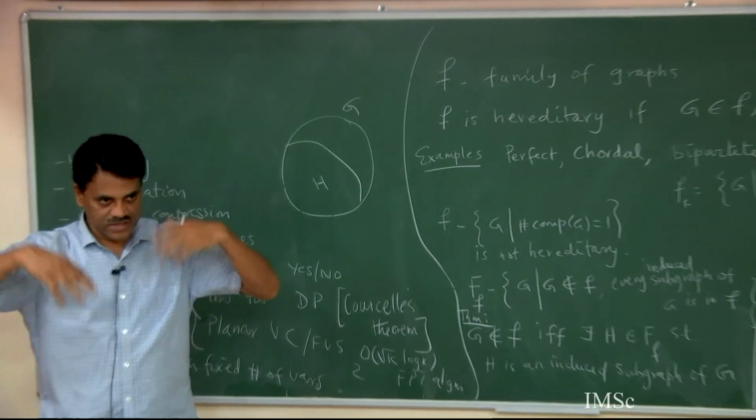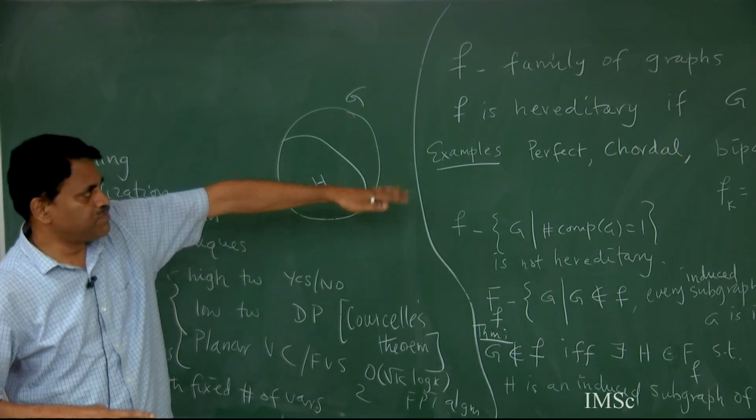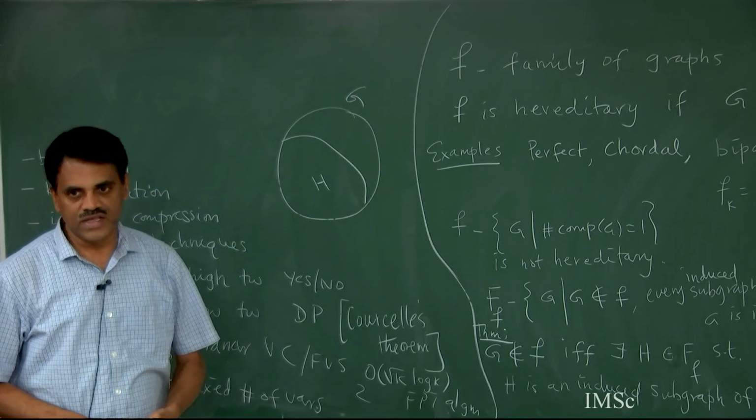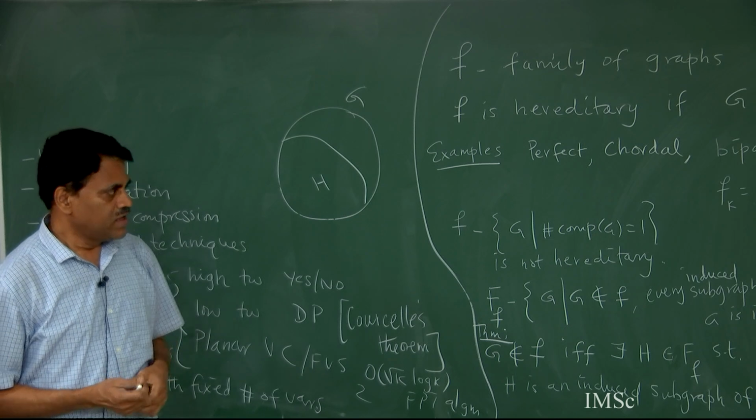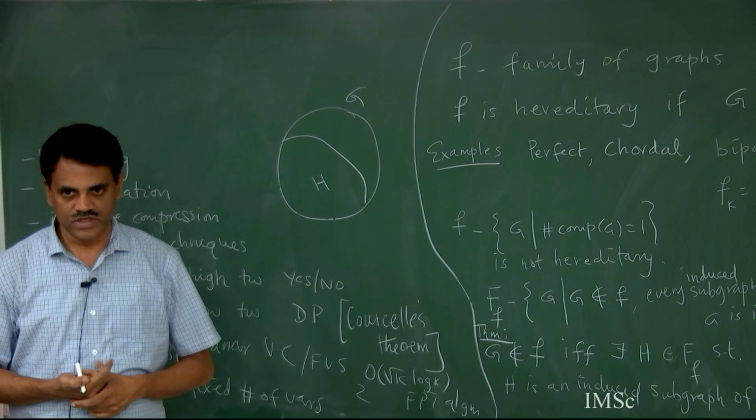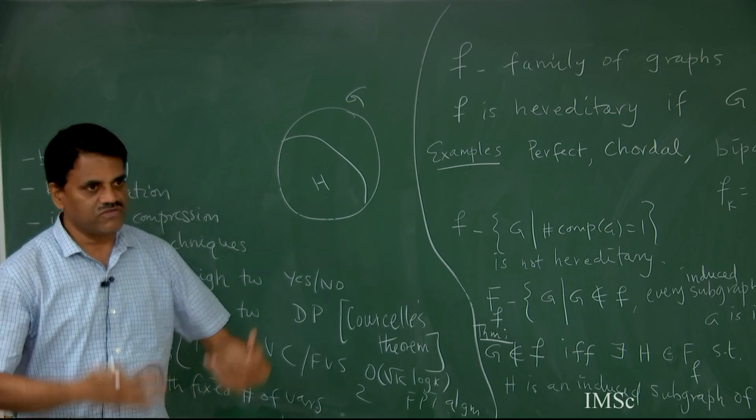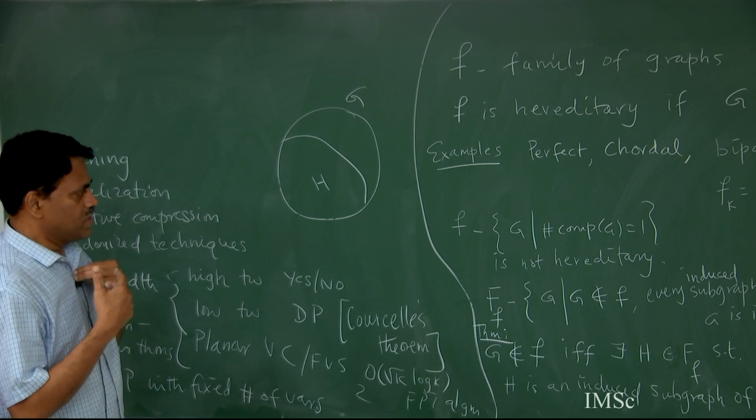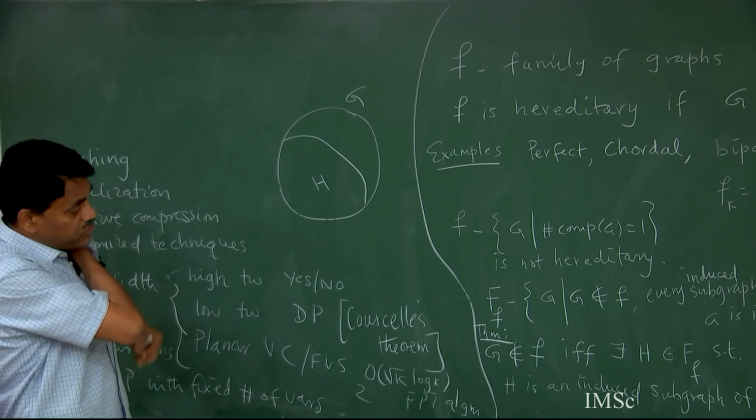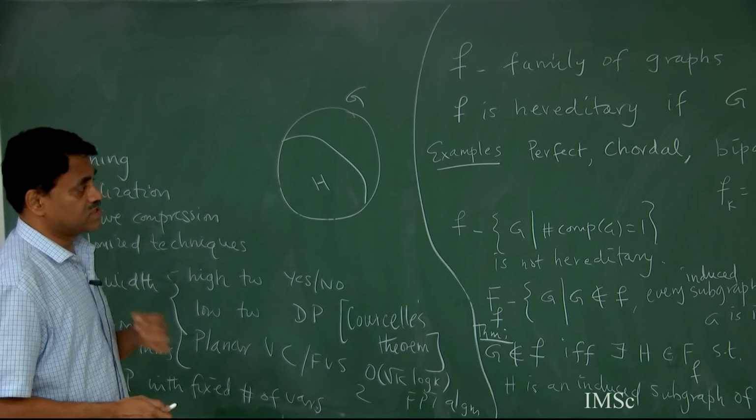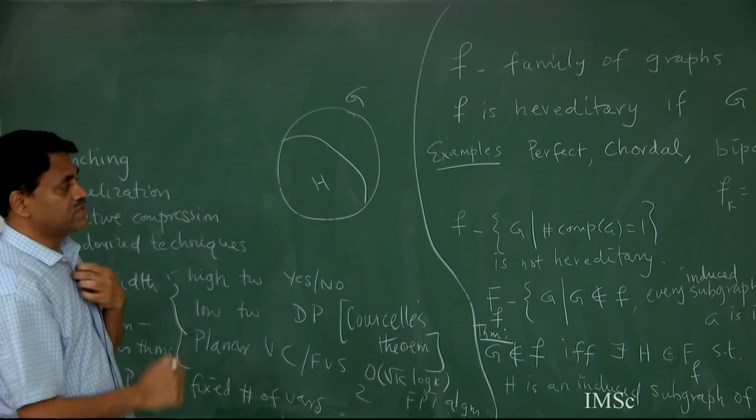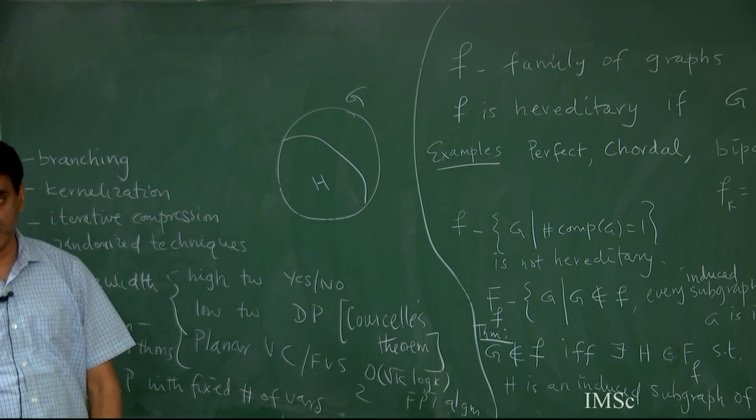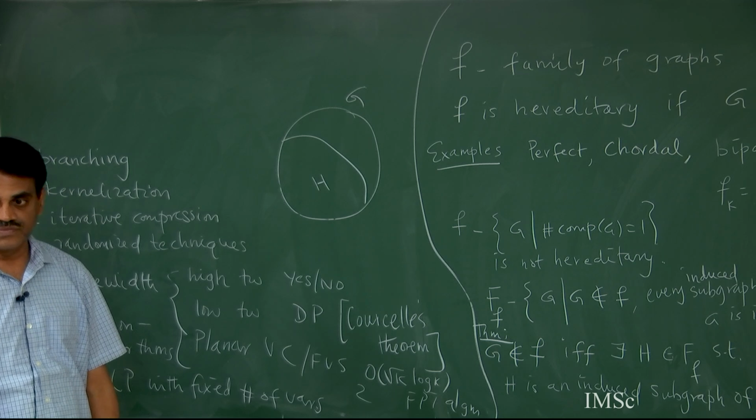Is it connected? Connected is not hereditary. Is it perfect? Is it chordal? Is it a cluster graph, right? Is there a polynomial time algorithm for this problem? Given a graph, does it belong to this class? What I am saying is, suppose somebody has a finite forbidden set for this class, then there is an easy polynomial time algorithm.